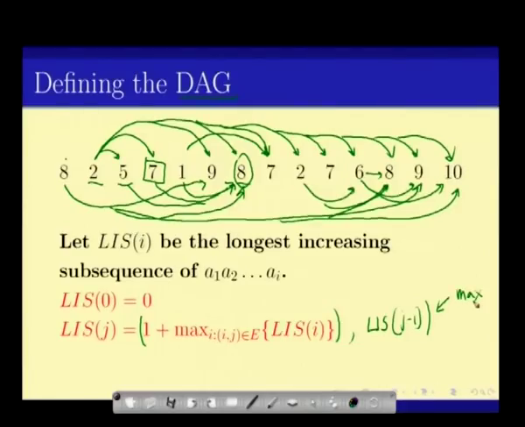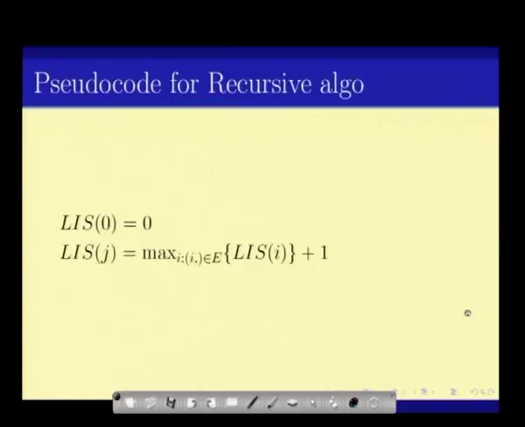The idea is simple, let me just recall once again: either it uses the last bit, the LIS j, it either uses the ajth bit. In that case, you look at all the edges I j and look at the LIS I, and in that case you can add 1 to that object, or you do not use the LIS j. In this case, you just go down by 1, LIS j minus 1. So, this gives me the recursive algorithm, and we have this usual pseudo code.